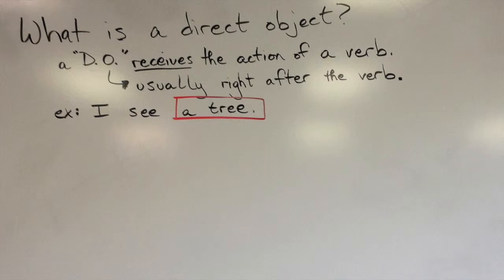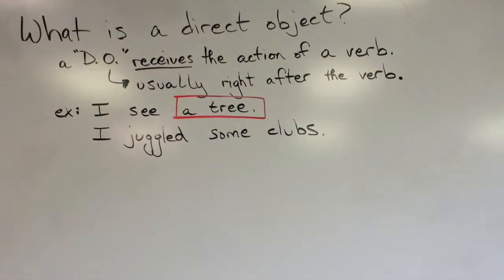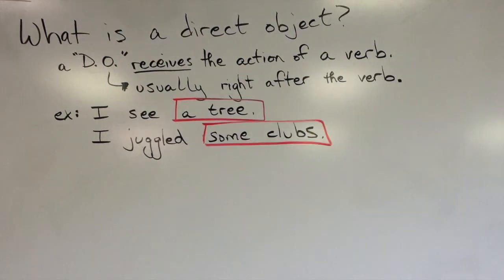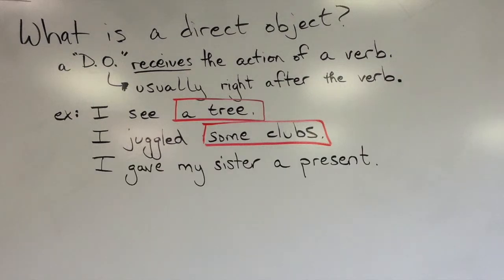Another example would be, I juggled some clubs. The clubs are what is being juggled here, and notice they're after the verb. Let's take a look at a couple of other examples, and hopefully this should clear this up even more. Let's say we have the sentence, I gave my sister a present. Notice, my sister is right after the verb gave. However, it isn't our direct object.